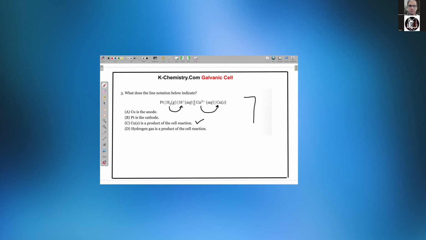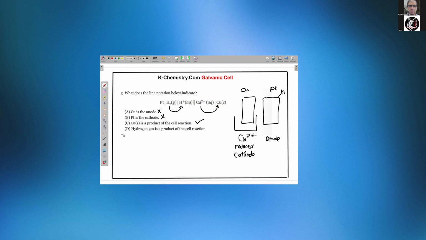So we cannot say that because copper here is copper, and this is copper 2 plus, and is this oxidized or reduced? This is reduced. Since it's reduced, it is the cathode, not the anode. And platinum is the cathode? So no, it's the opposite. It is the anode, with hydrogen inside. And hydrogen gas is a product of the cell reaction? No, hydrogen gas is a reactant. So perfect. That's very good.